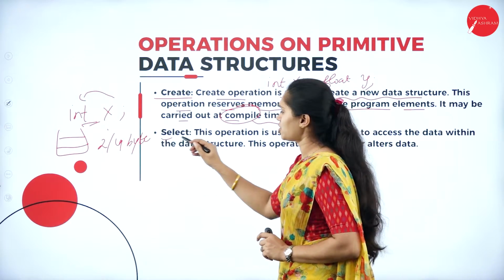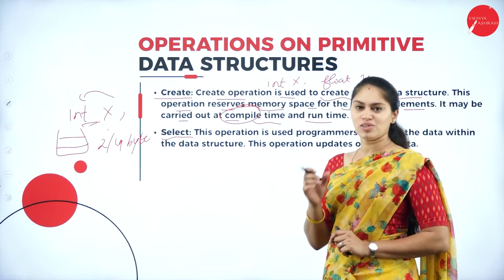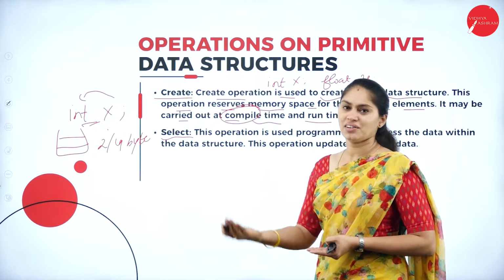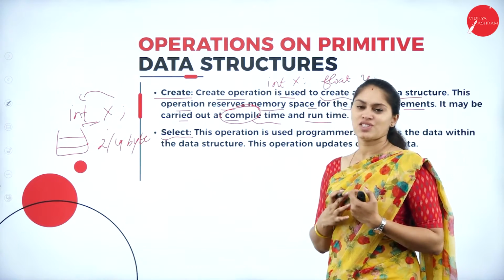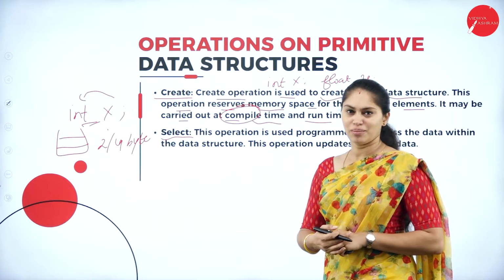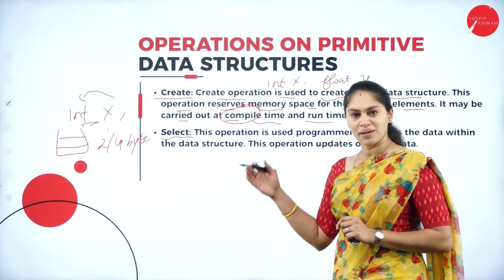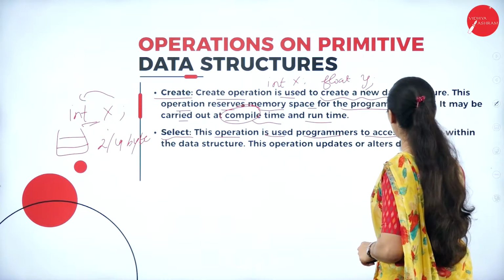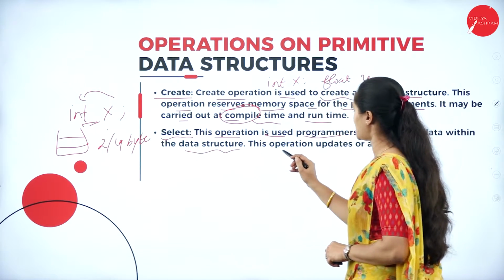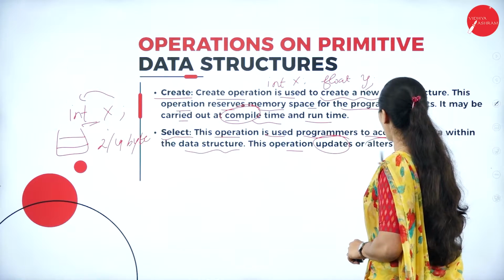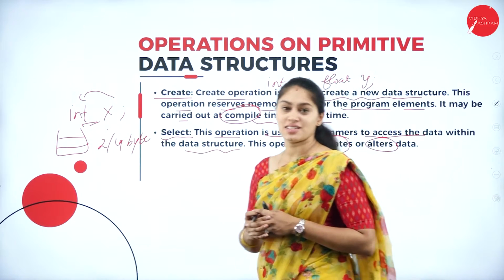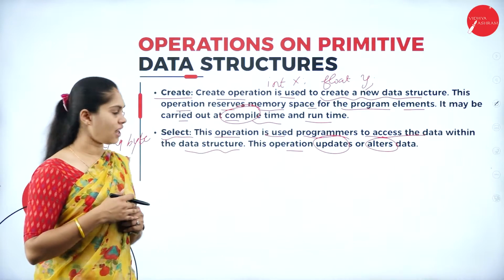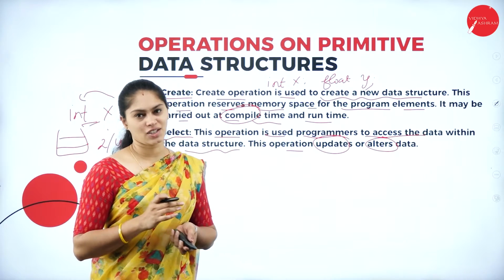Next, what is the next operation? Select. Why am I going to use select? As you know, we have many data, which can be of the same type or different types. I want to fetch some data in order to perform some operation. Then I have to use an operation called select. This operation is used by programmers to access the data within the data structure. It also updates or alters the data. As I told, if I want to update or alter some existing data, I am going to use this select operation.